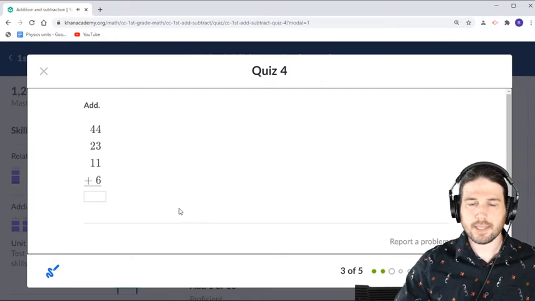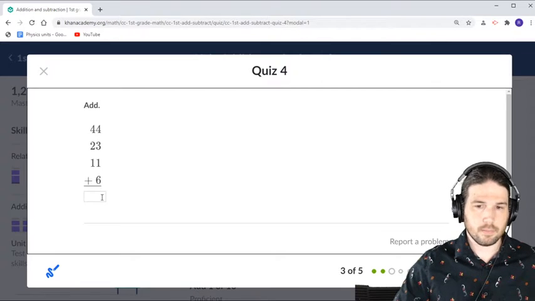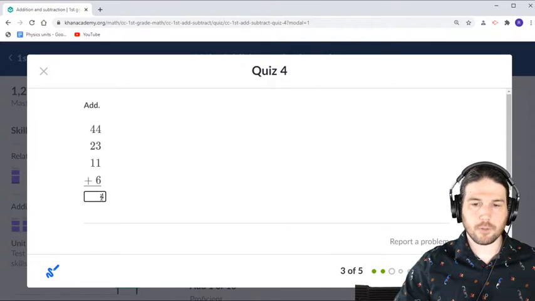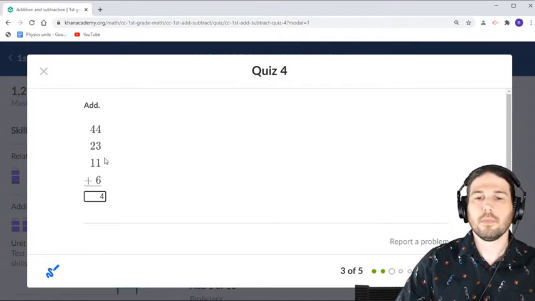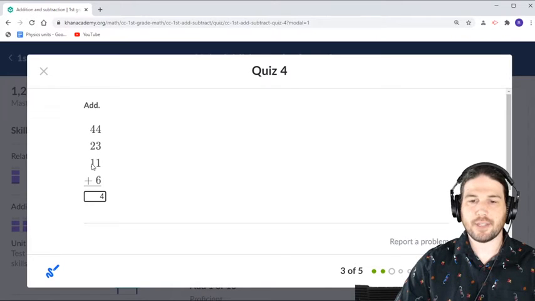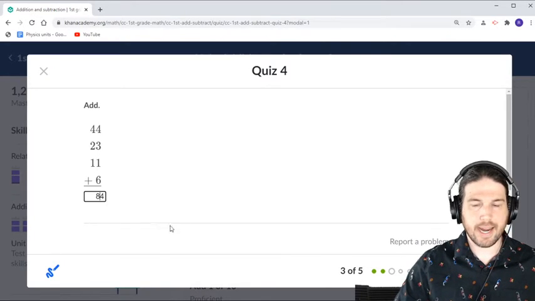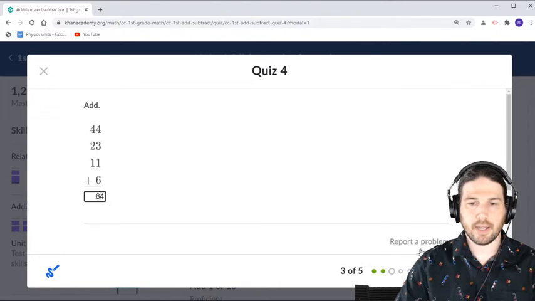Add. Let's see. I see a 10 here, right? This 4 and this 6 make 10. The other two make 4. So the ones place is 4. And then we have to carry the 1. So we have one extra group of 10. So that's 5, 6, 7, 8. So I see 84. 4, 5, 6, 7, 8, 84.